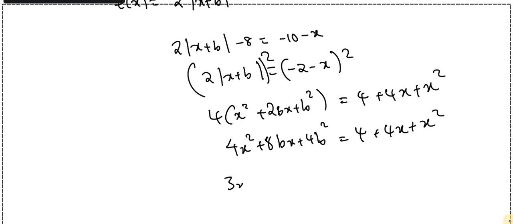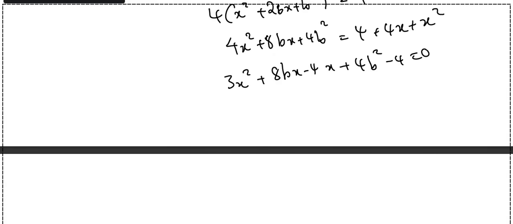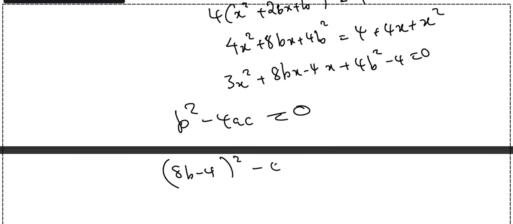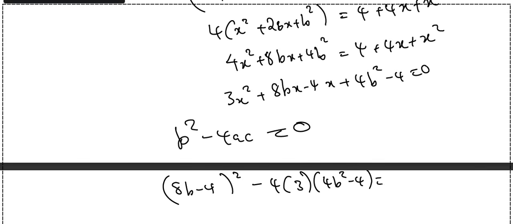Here we can just get 3x squared, then plus 8bx minus 4x, then plus 4b squared minus 4 is equal to 0. According to this, we're saying the discriminant, since this thing has one root, meaning b squared minus 4ac, where b is 8b minus 4, all squared, and my c is 4b squared minus 4, should be equal to 0. Your a is the coefficient of x squared. Please don't get this twisted. Don't confuse what we're doing here. Your b is the coefficient of x, which is 8b minus 4. That's what you've put here. Then your c is this whole thing there.